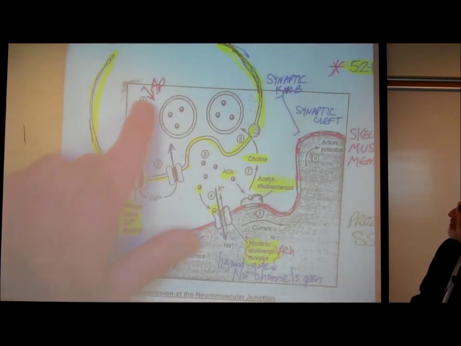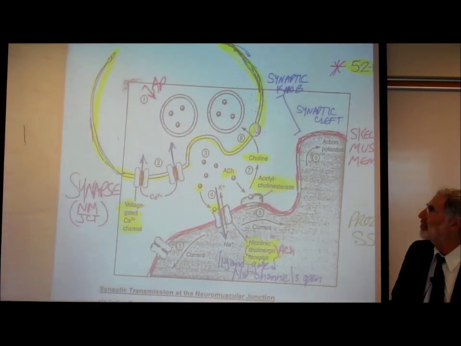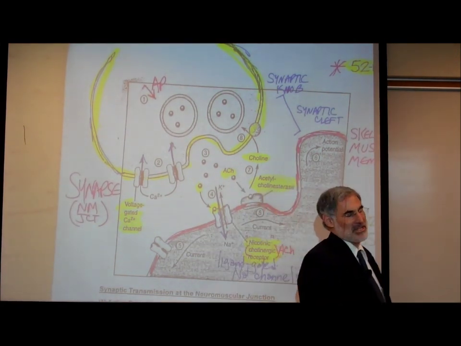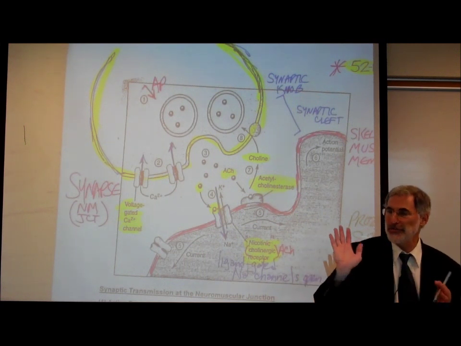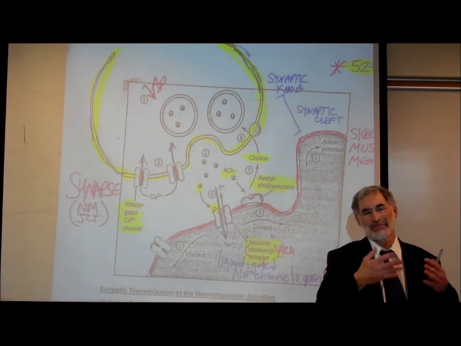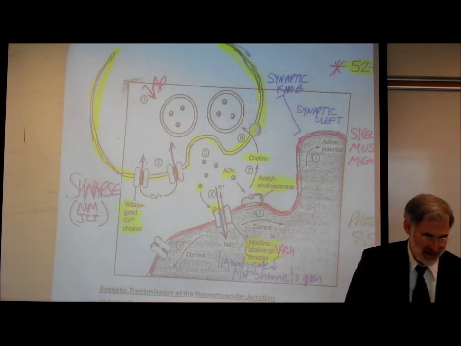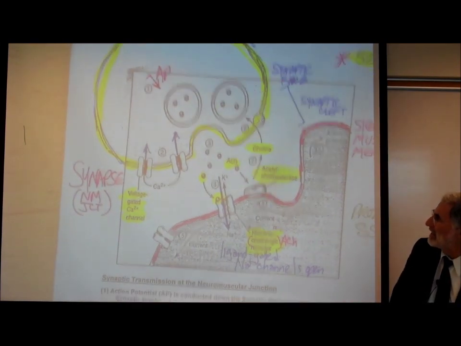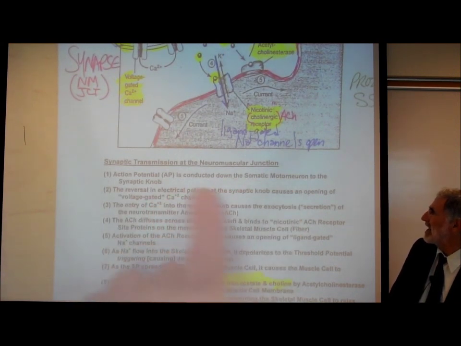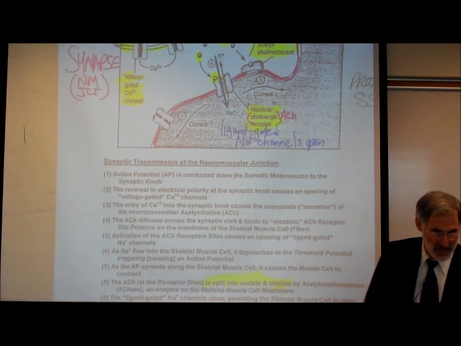So let's start with number one. Number one is just the action potential coming into the synaptic knob. Now we know what an action potential is. First, sodium ions flow in, reversing the electrical polarity, and then potassiums go out, repolarizing it back. What did I write for number one? The action potential is conducted down the somatic motor neuron to the knob. Okay, that's what it shows.